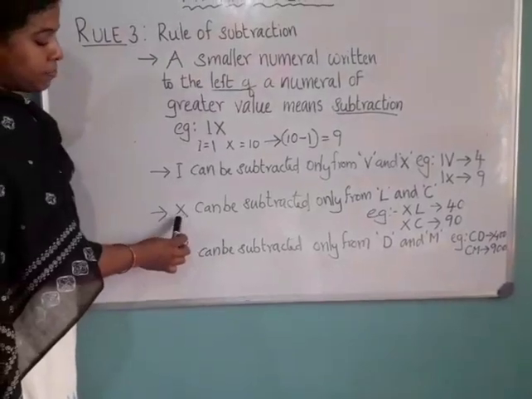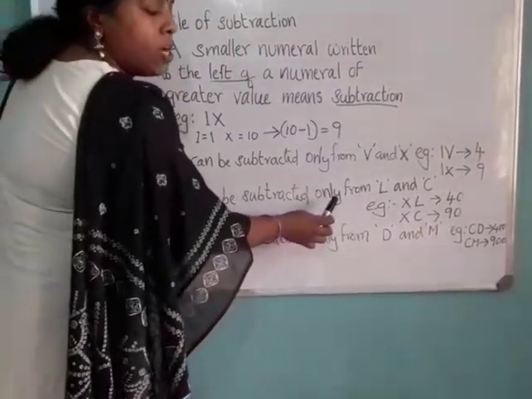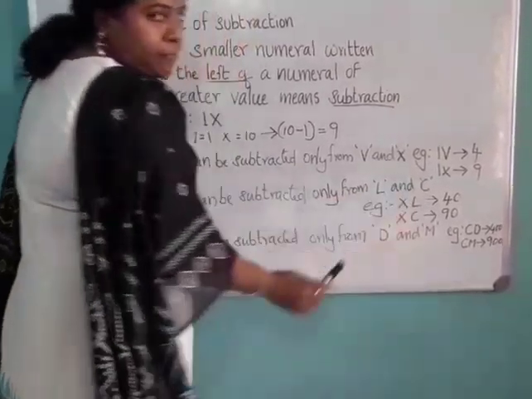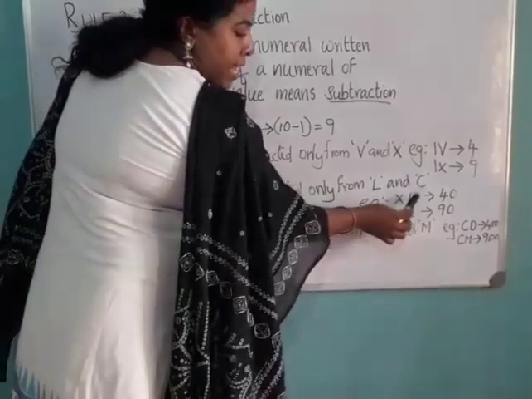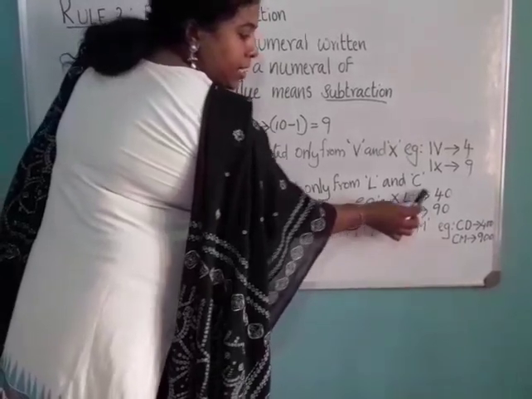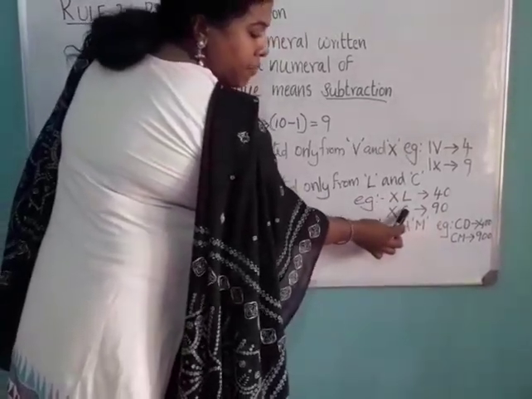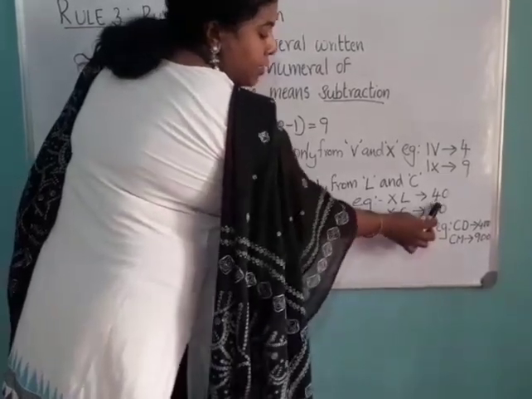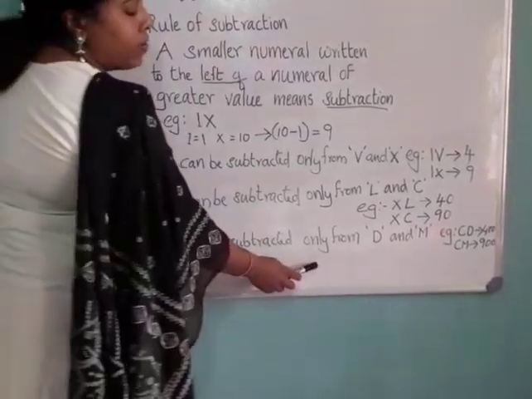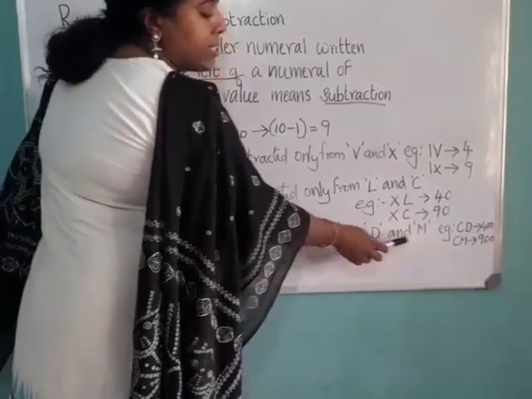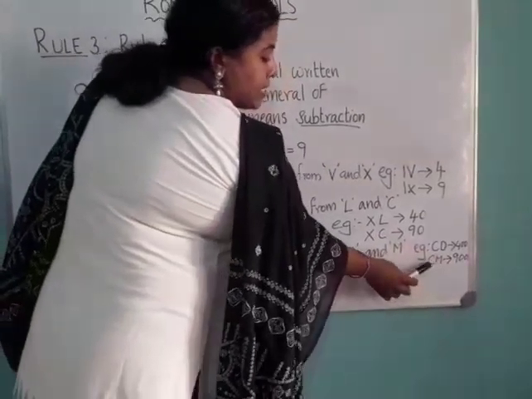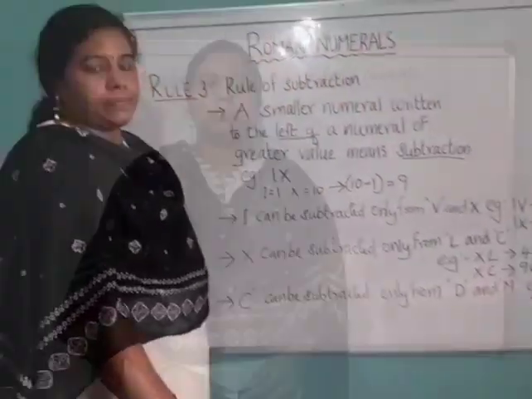In the same way, symbol X can be subtracted only from the next two numerals, that is L and C. So we can write XL and XC. XL means 50 minus 10, that is 40. XC means 100 minus 10, which is equal to 90. And the symbol C can be subtracted only from the next two numerals, that is D and M. So CD shows 400, and CM shows 900.